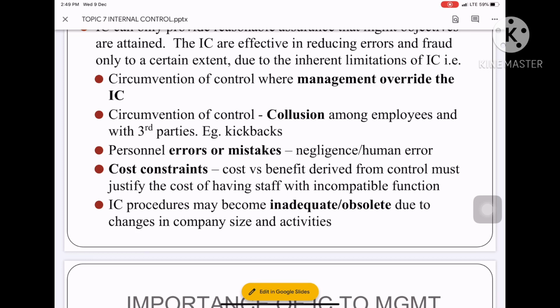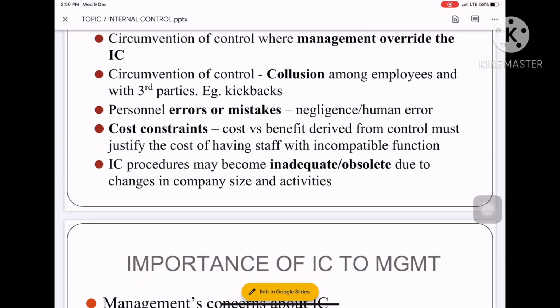So the cost versus benefit derived from the control must justify the cost of having staff with incompatible functions. Sometimes it's quite difficult for the company to pay for the cost versus the benefit that they derive. If they have a cost constraint, that is something huge they have to think about. Internal control procedures may become inadequate or obsolete due to changes in the company size and activities. If the activities change, the procedures change, so the internal control procedures before that could be inadequate.